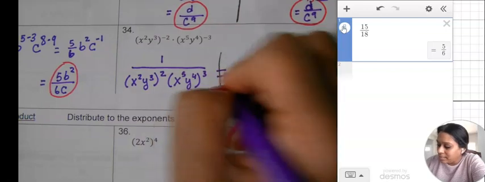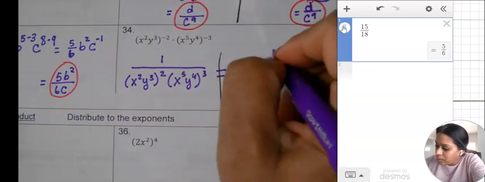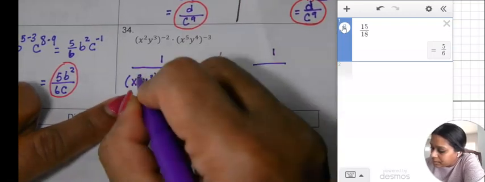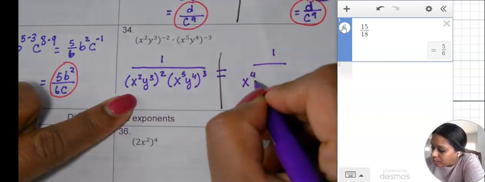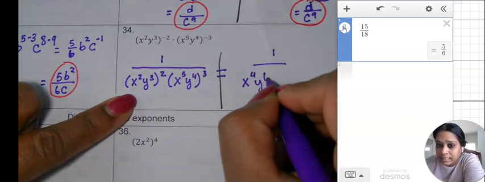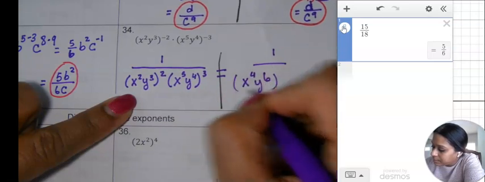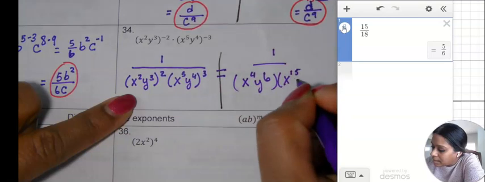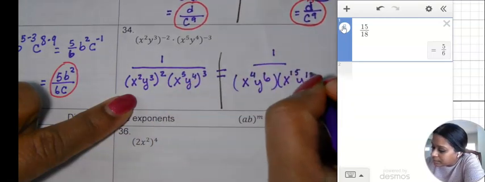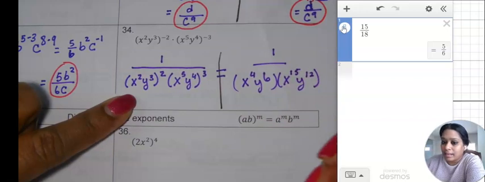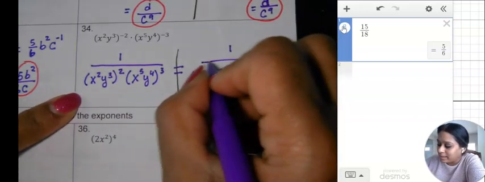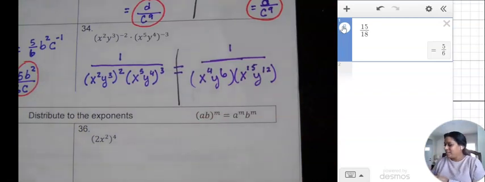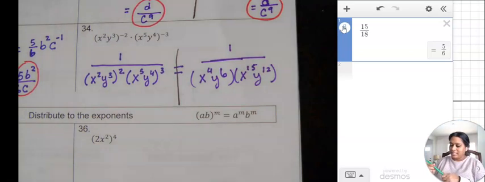Well, let's see. This equals 1 over, go ahead and distribute the exponents. So 2 times 2 is 4, y to the 3 times 2 is 6, times x to the 5 times 3 is 15, and then y to the 4 times 3 is 12. We still need to finish this because we need to put the x's together so that they don't run into each other. Let me change the color of my pen so you can see it.